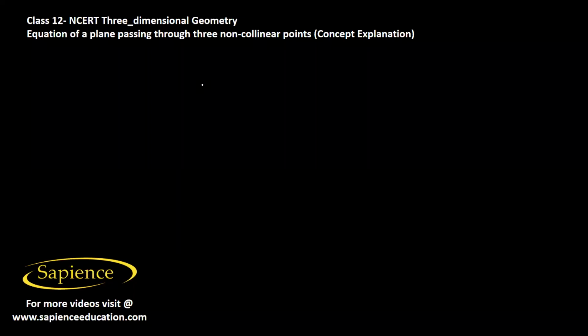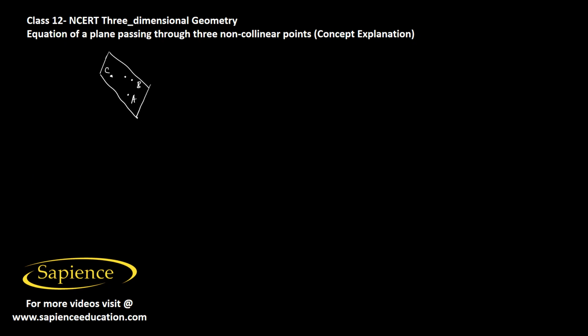So here we need to find the equation of a plane passing through three non-collinear points. Suppose one plane is given to us on which three points are given which are non-collinear, A, B, and C. They are not on the same straight line, so they are non-collinear points on the same plane.